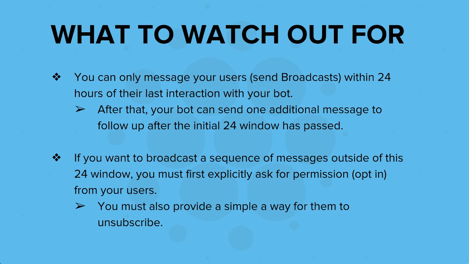It might be a little confusing, but the other thing to keep in mind is if you want to broadcast a sequence of messages to people in Messenger outside of the 24-hour window, you first have to explicitly ask them for permission. They have to opt in. Remember when we were going through a flow and we asked people to subscribe? That is people opting in. So now we have permission to broadcast messages to those people anytime we want, because they have given us permission to do so until they opt out.